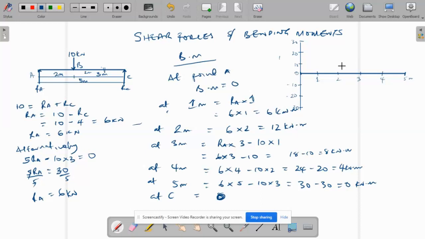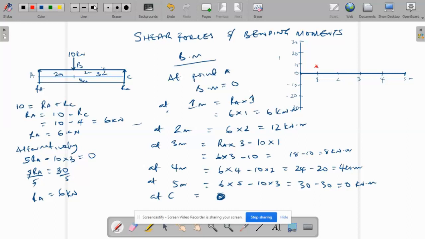So what do we need to do? At point A it is 0, at 1 meter it is 6 kilonewton. Here we have 10, so here should be 6. We just tick here as 6. This is our 6 kilonewton. Let me use another color. Then here we mark it as X.